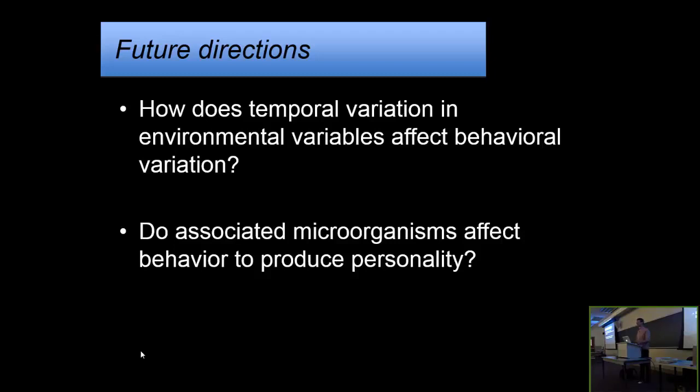And then also another direction that I'm starting to work on now is looking at whether associated microorganisms affect behavior to produce personality. So in ants, trying to manipulate the bacteria, the internal and external microbiome of individuals to see if that impacts colony behavior, and in particular investigating foraging behavior as well as nestmate recognition.